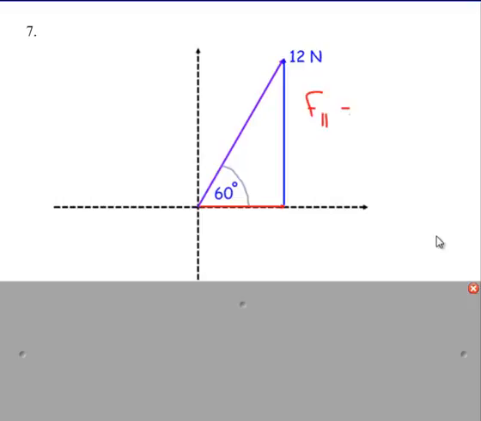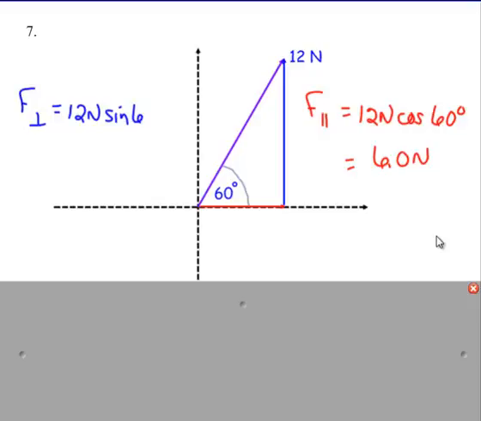To find the value of the parallel component, we're going to take our 12 Newton force, multiply it by the trig function of the cosine of our 60-degree angle, and then we end up with a parallel component of our 12 Newton force being 6 newtons. We're going to do a similar process with the perpendicular component of our 12 Newton force. So our perpendicular component is going to be, again, our 12 Newton force times the sine function this time, since it's opposite 60 degrees. So our perpendicular component of this force is 10.4 newtons.